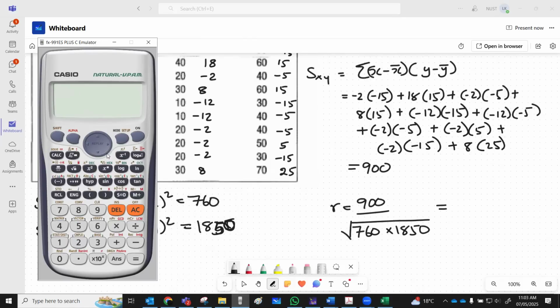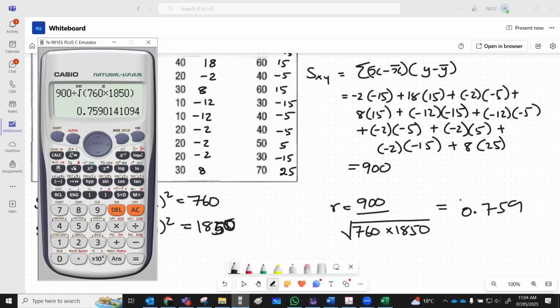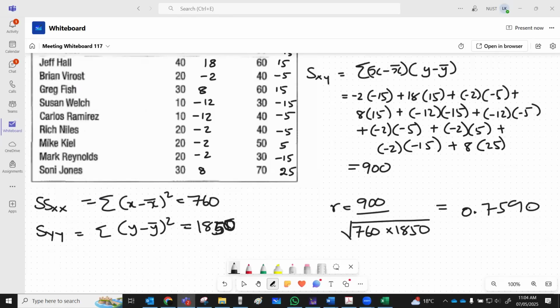We have 900 divided by the square root of 760 multiplied by 1850. Okay, and this gives us 0.7590. Okay, so this gives us that.